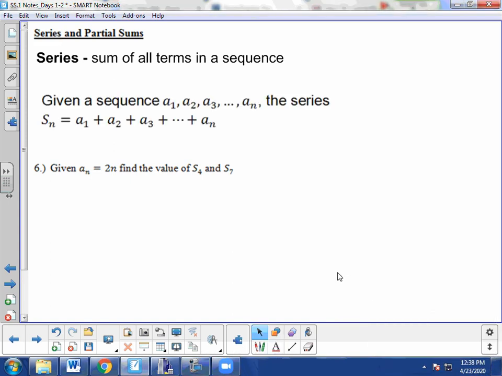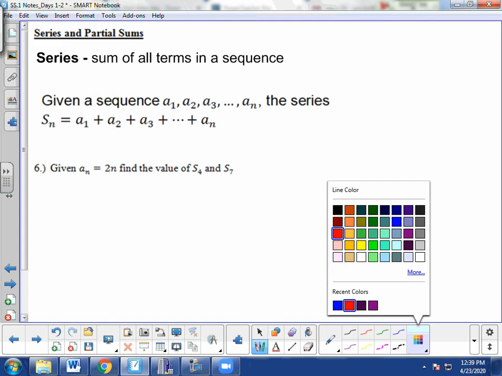So let's say we're given a sequence, and this sequence is some value a sub 1, a sub 2, a sub 3, and it goes all the way up to a sub n. So it's finite, and it has these terms. We don't know what the terms are, but those are the terms. If we wanted to find the series, then we would take the first term, add it to the second term, add it to the third term, and continue doing that process all the way until we get to the very last term.